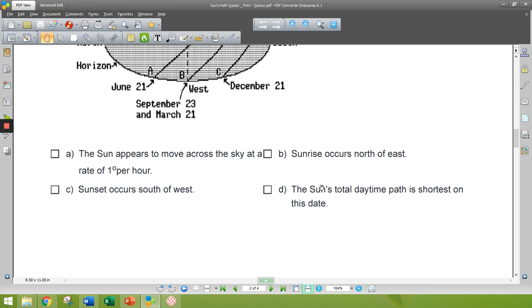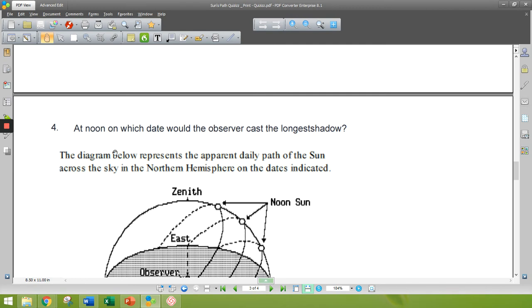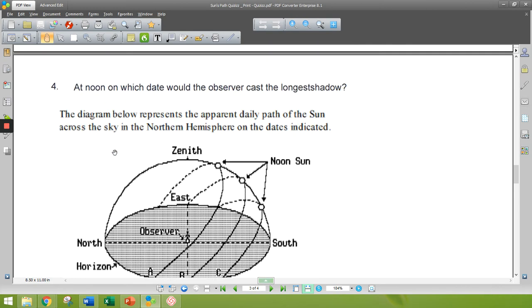All right, and our last question. At noon, on which date would the observer cast the longest shadow? The diagram below represents the apparent daily path of the sun across the sky in the northern hemisphere. So it's the same diagram. At noon, on which date?